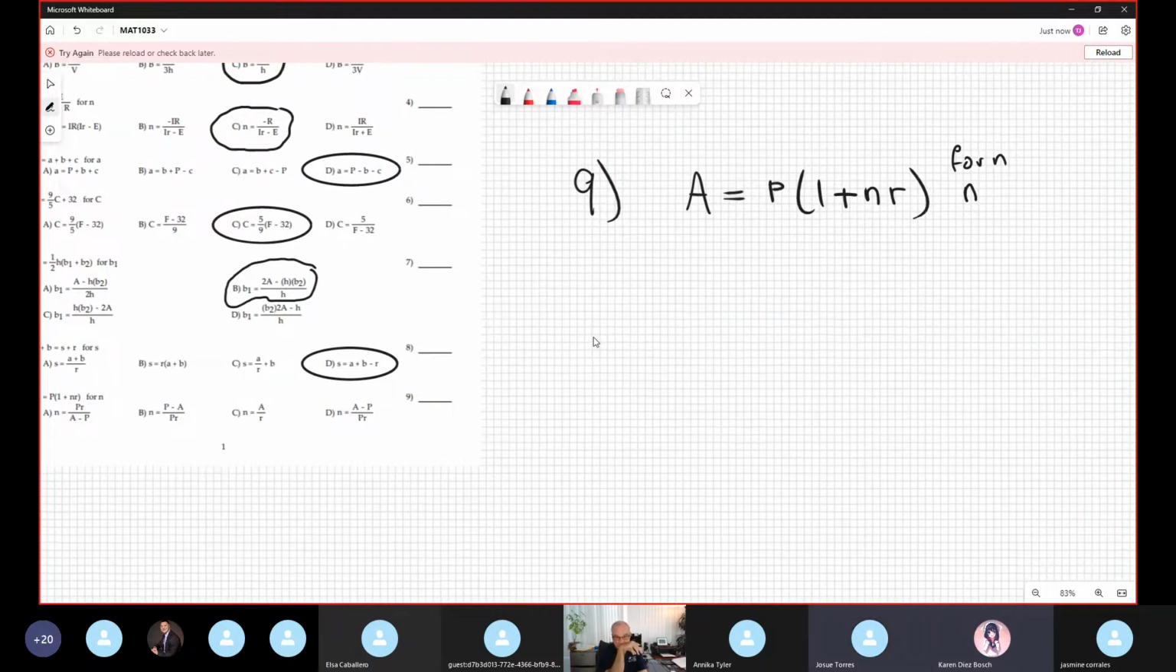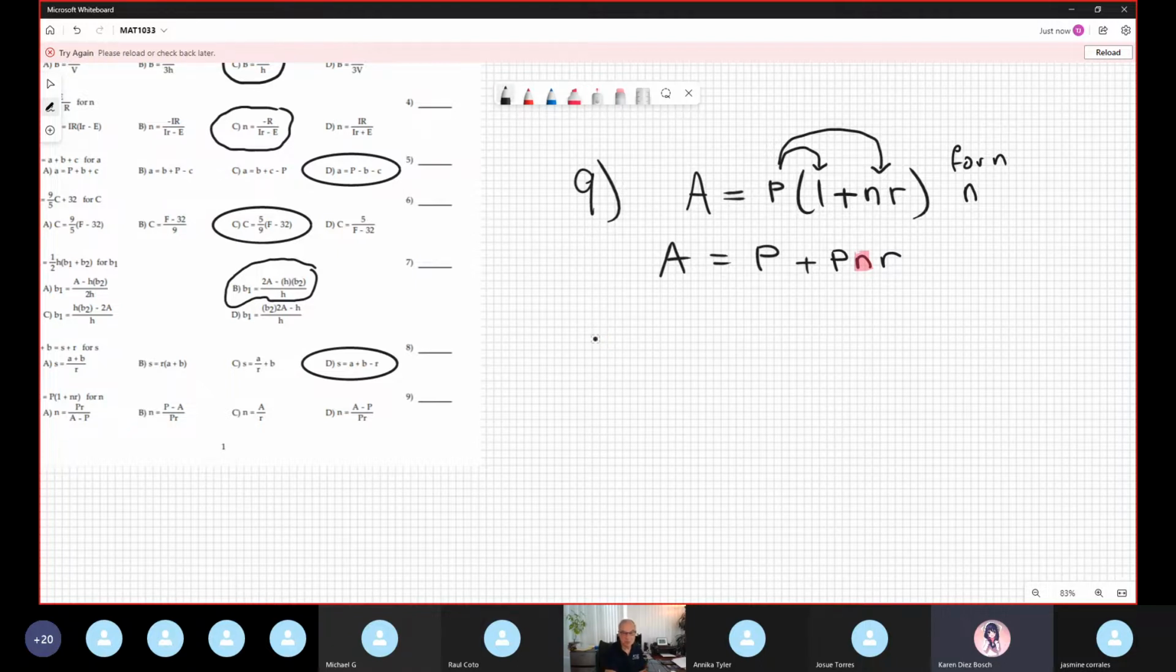Distribute the P into the parentheses. Exactly. You distribute it because I want to destroy these parentheses, because the variable I need to solve for is inside the parentheses. So you write that A is equal P times 1 gives P, plus P and R. Boom. And remember, I need to isolate N. This is the variable I need to isolate.